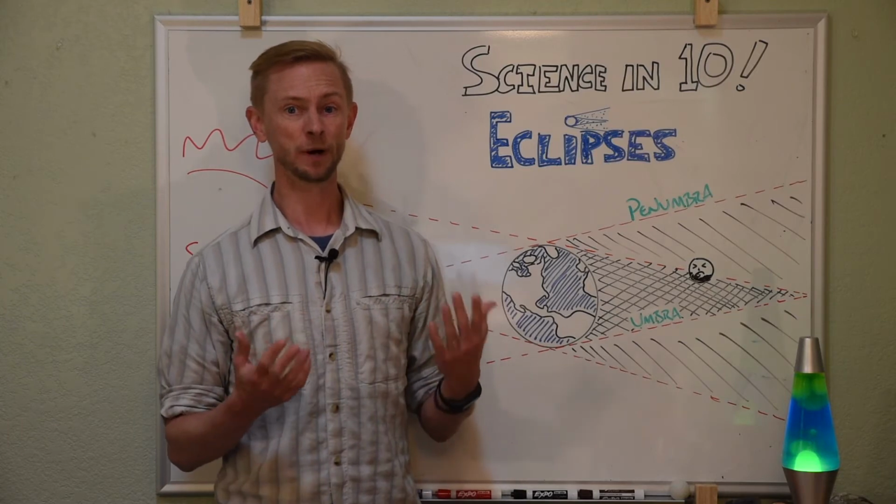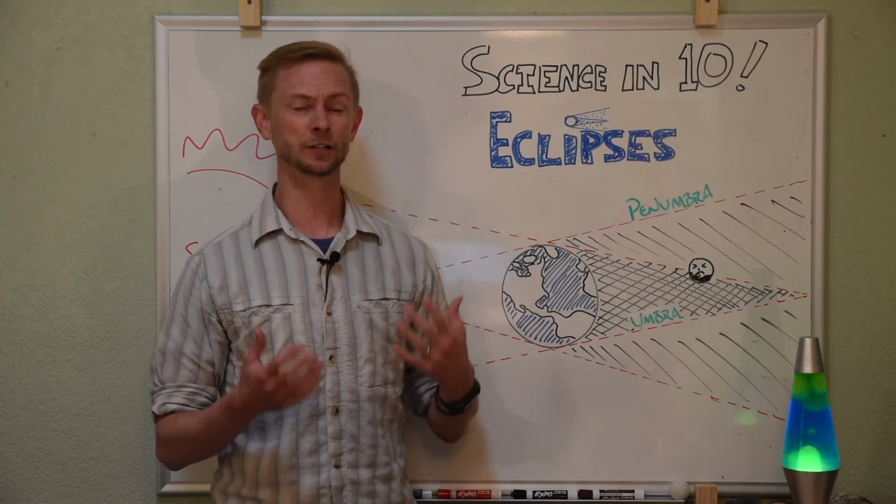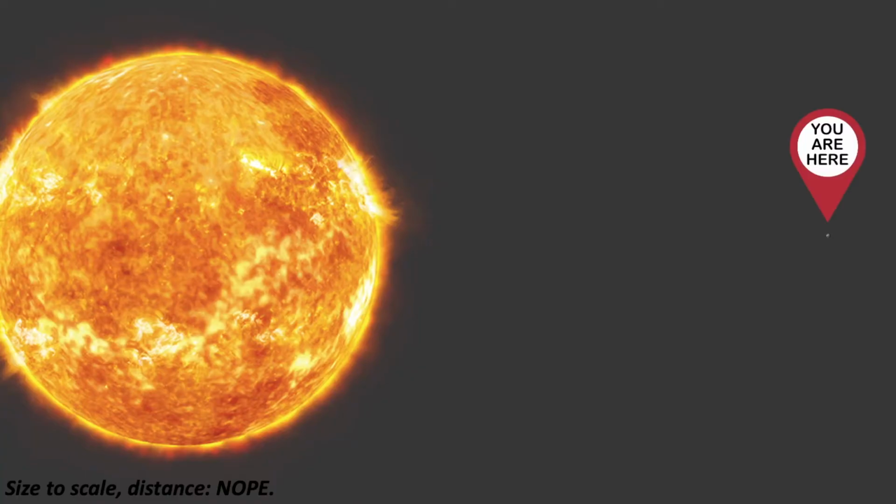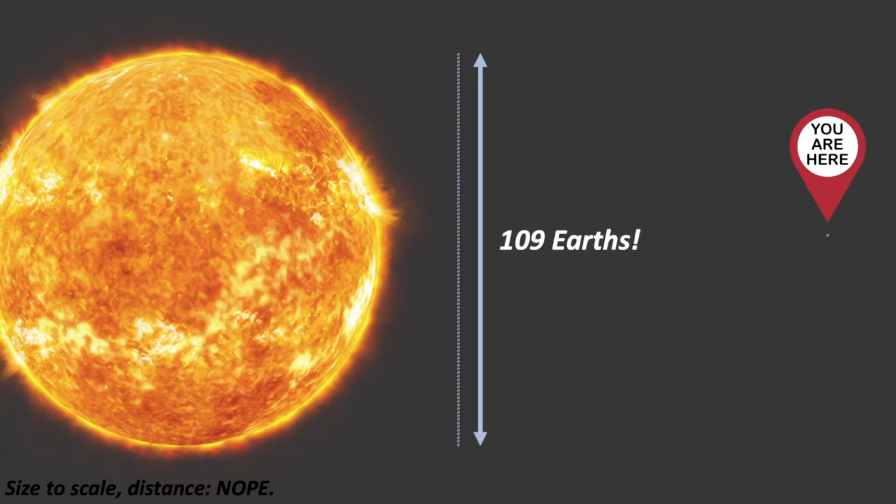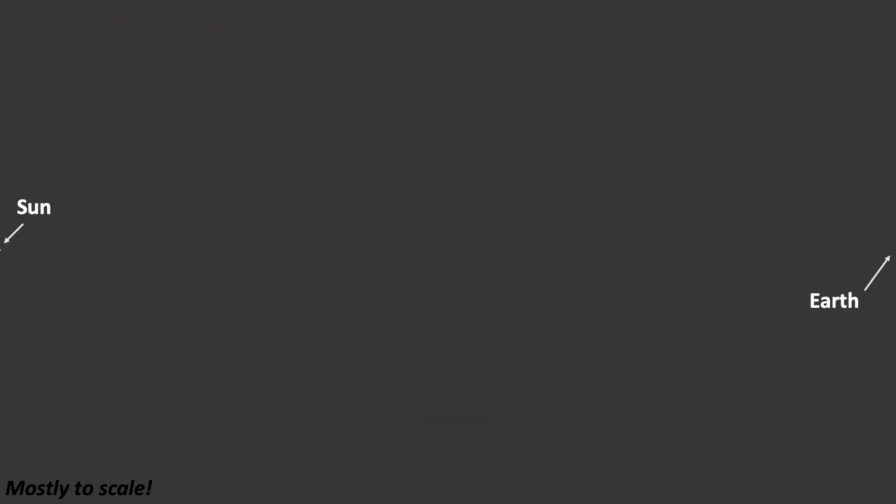The problem with this model begins with the fact that the Sun is so much bigger than the Earth. This image shows the Sun and the Earth to scale with respect to their sizes, but not distance apart. Here we see that the Sun is about 109 Earths in diameter. And here's the Sun and the Earth fully to scale. Whoa, not much to see here. So, to illustrate this next part, we'll go back to using a model that isn't to scale.